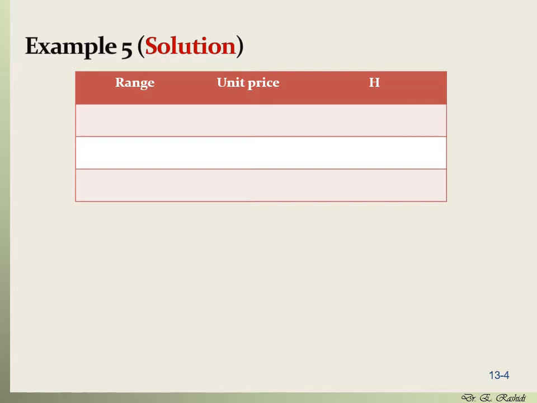Based on the problem, if they purchase between 1 and 499 toggles, they're going to get a price of 90 cents per toggle. So that would be 0.90. And H, the carrying cost, would be 40% of that, which is 40% of 90 cents, which is 36 cents.